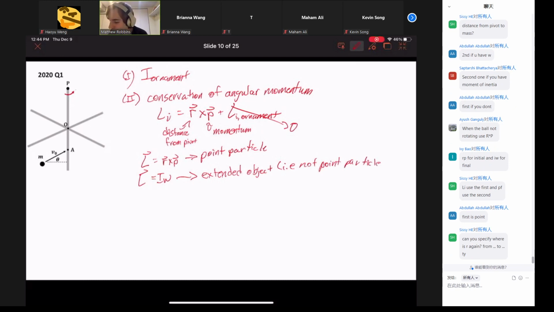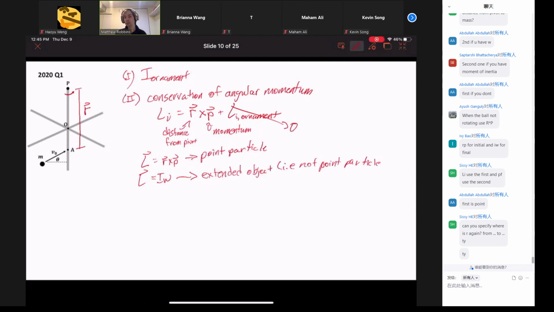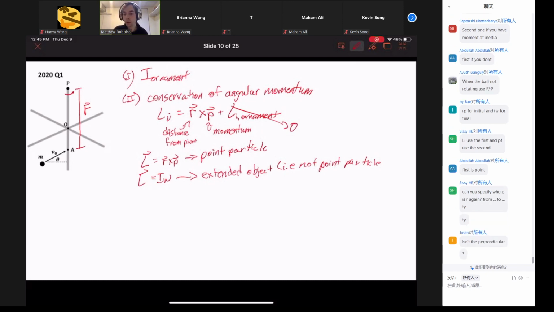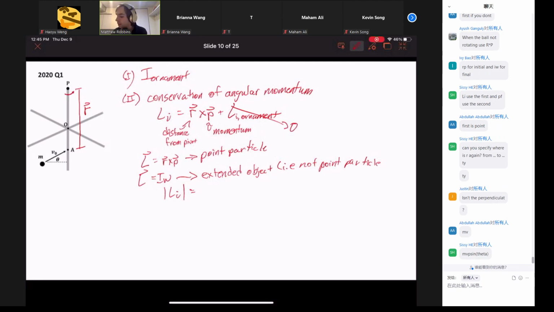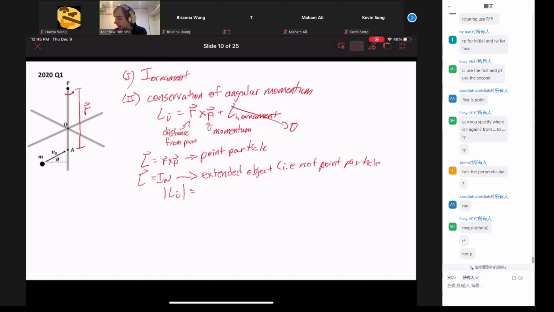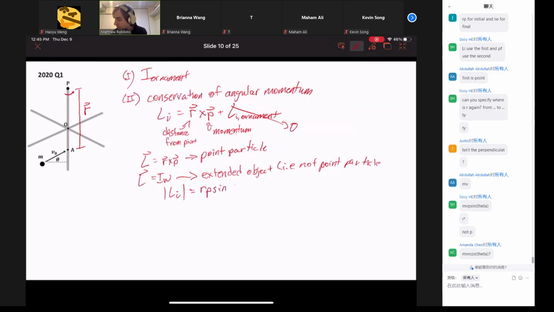Where this distance is going to be your radial vector. Yeah, that's going to be your radial vector. So then this is where I want to talk about how you actually calculate R cross P. What's the magnitude of my initial angular momentum? Right, so we have basically RP sine of, I'll call this phi, where this is the angle between R and P.